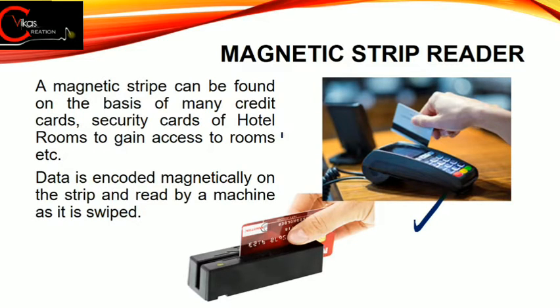Okay. So a magnetic strip can be found on the back of many credit cards, security cards of hotel rooms to gain access to the rooms. Data is encoded generally magnetically on the strip and read by a machine as it is swiped. It means for reading this data we have to swipe this card through this machine. Fine. Over here we have a simple magnetic strip reader, whereas over here we have a POS magnetic strip reader, which is generally used by banks or shopkeepers for making bank transactions.